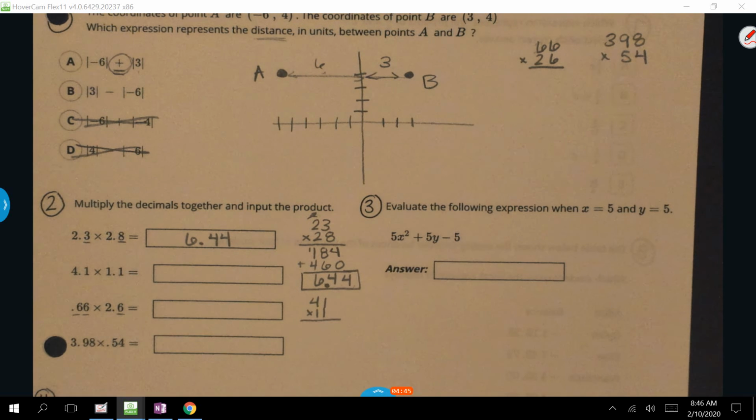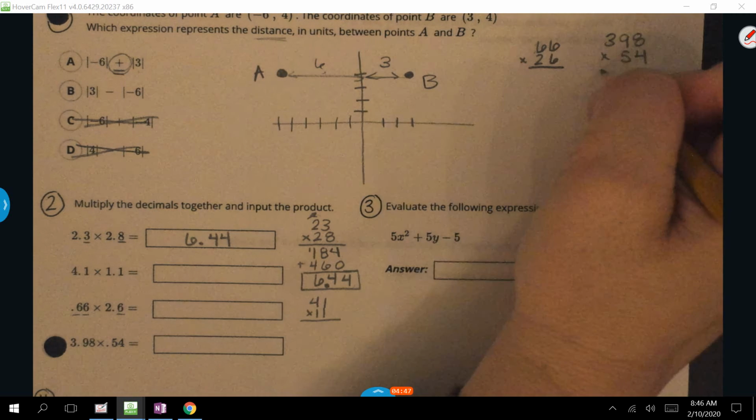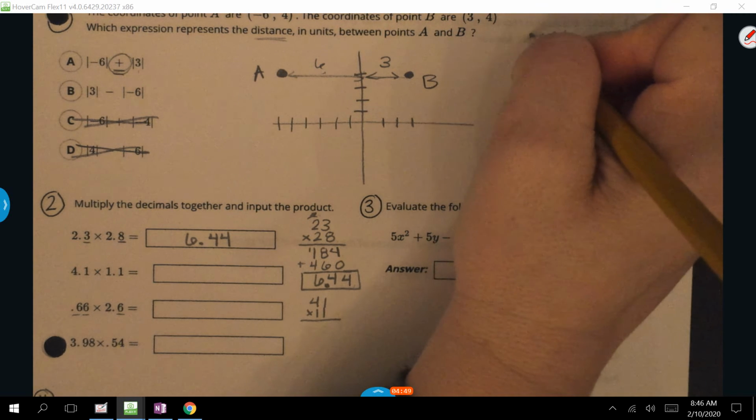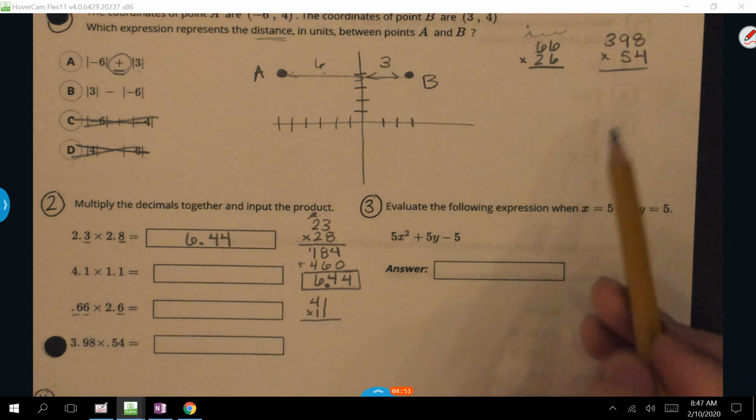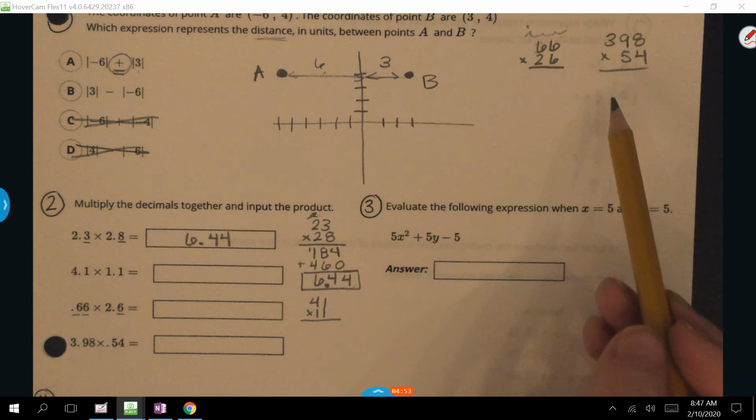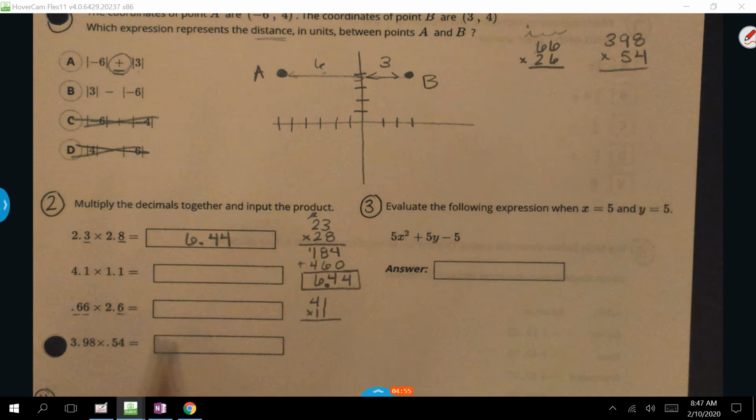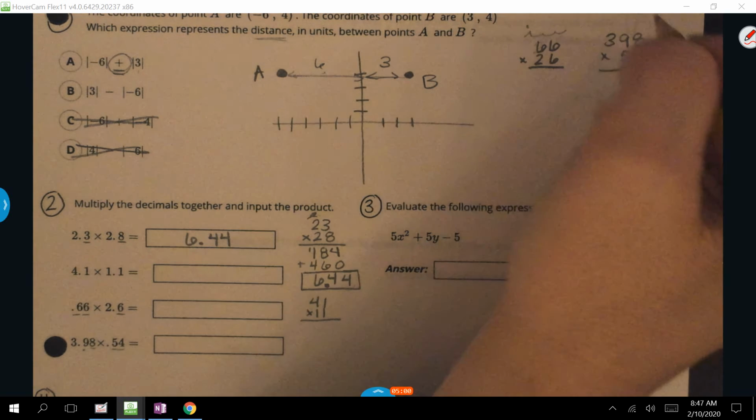Are there any questions about any more of these? Remember, this one's moving over 1, 2, 3 at the end for your answer. Okay. What about the last one? How many places does it have to move over? 1, 2, 3, 4.